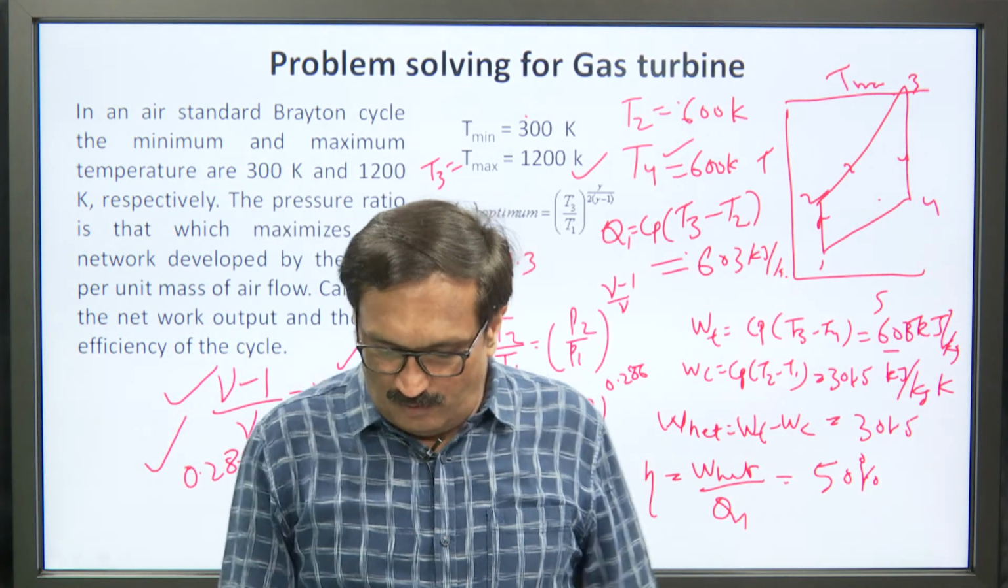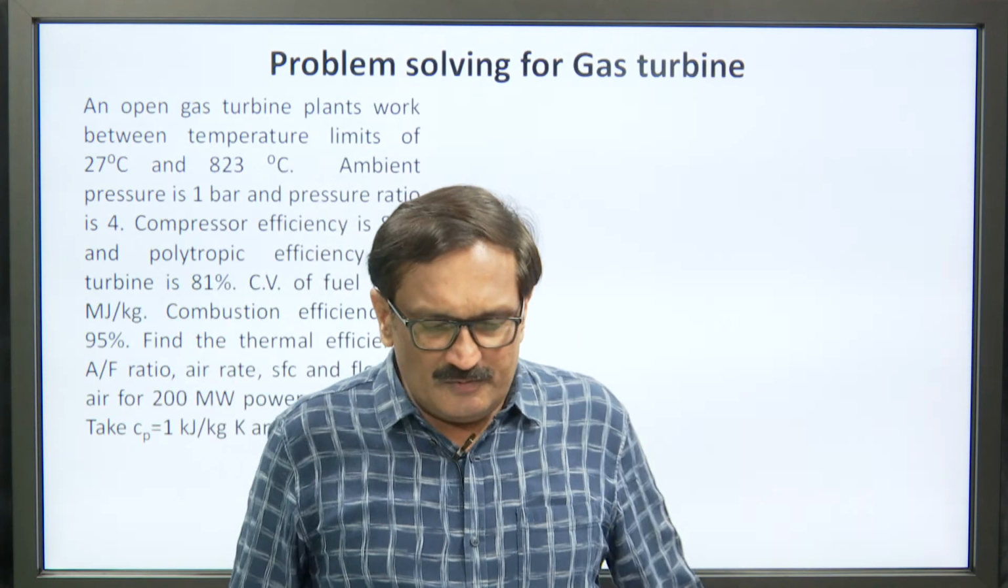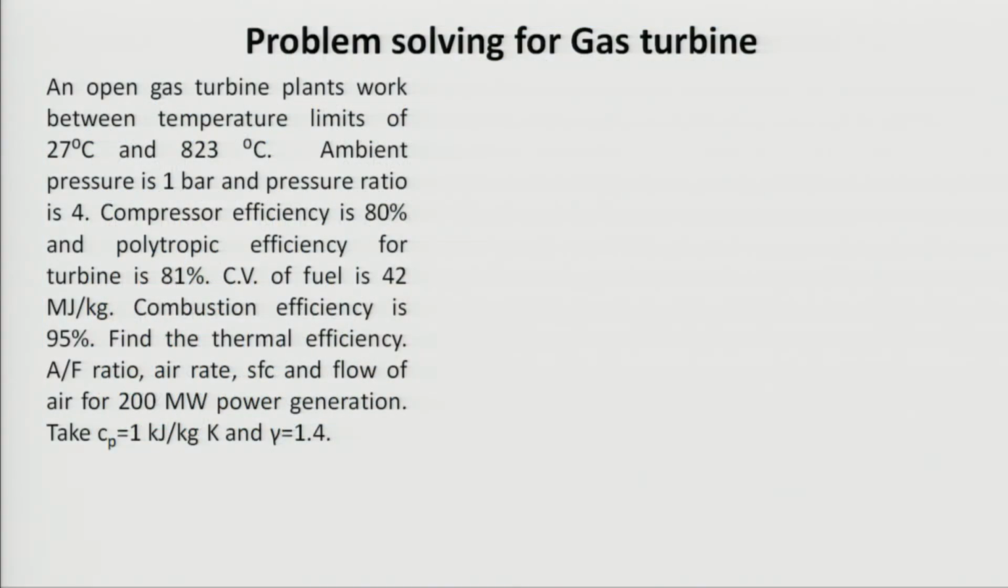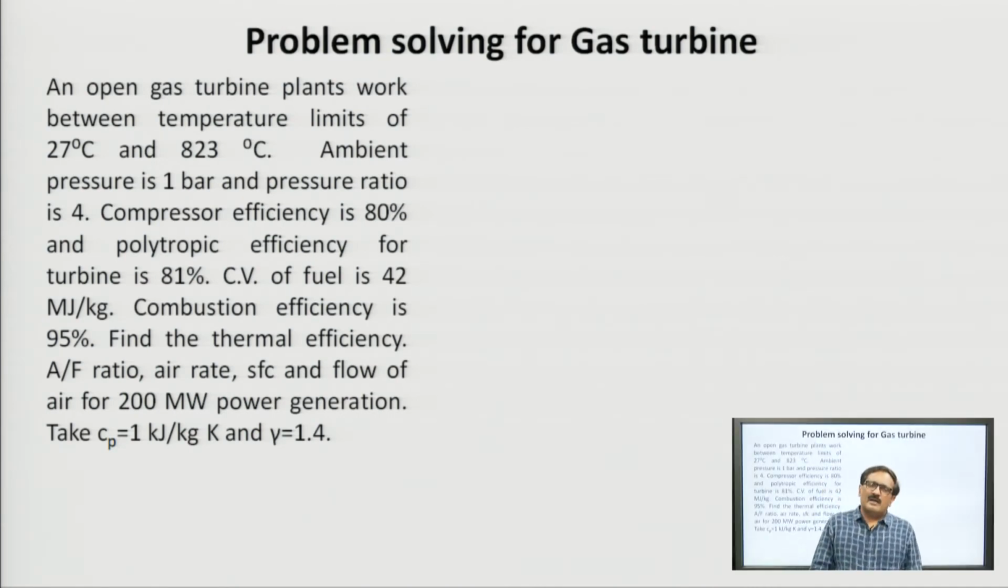So, this is the first problem which we have taken here for the simple gas turbine cycle. The condition is that the pressure ratio was not given, but it was the optimum value for getting the maximum work output.